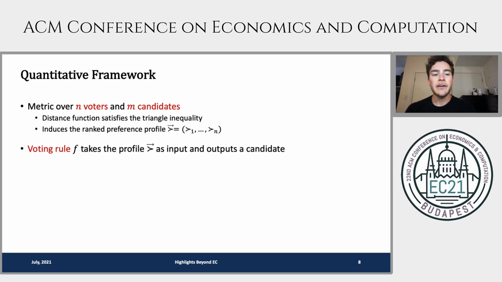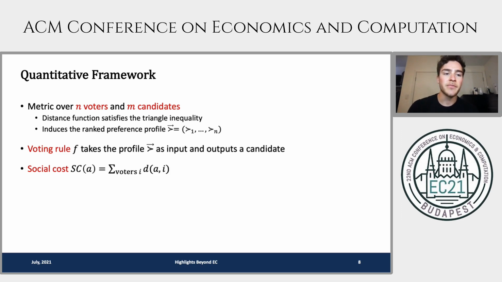A voting rule, F, takes this ranking profile as input, so just the voter rankings, and outputs a winning candidate. For now, just a single deterministic winning candidate. The social cost of a candidate, we'll say, is the sum of the distances from the candidate to all voters. So our goal is going to be to pick a candidate that has low cost.